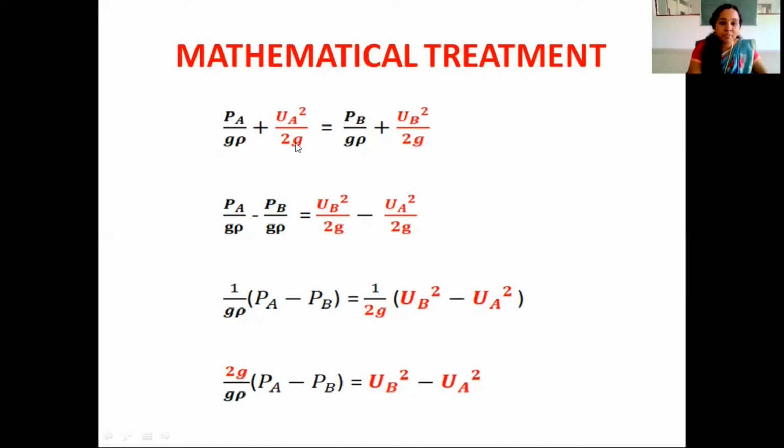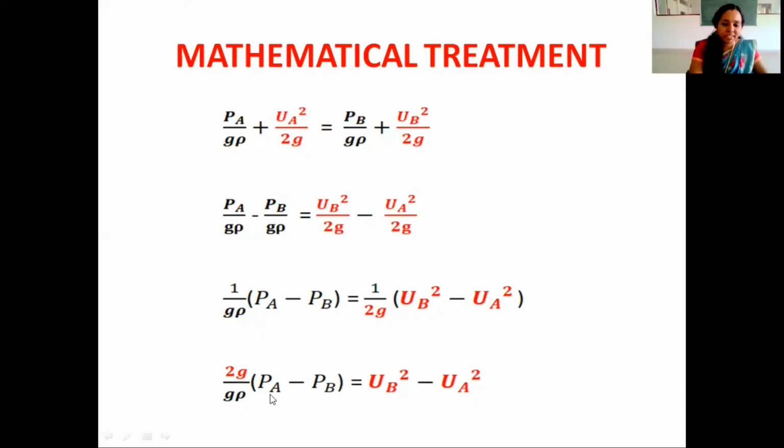Okay, the same terms will be arranged on the same side. Then common terms will be taken outside. 1 divided by G rho will be taken outside. Then PA minus PB, that is equal to 1 divided by 2G taken out, then UB square minus UA square. Then again I rearrange this equation. 2G divided by G rho times PA minus PB, that is equal to UB square minus UA square.